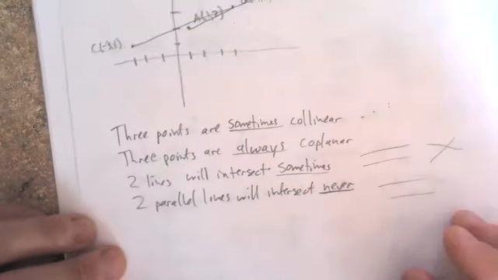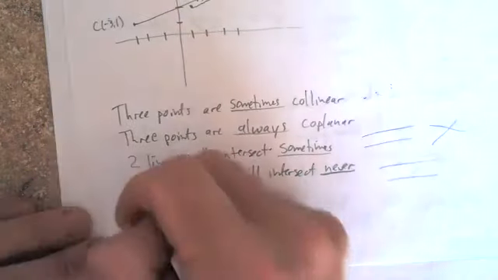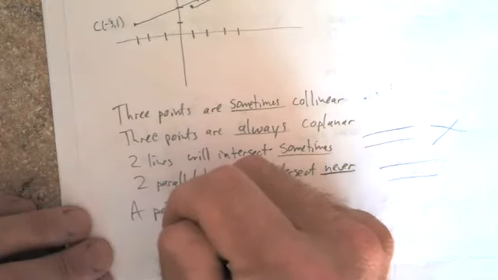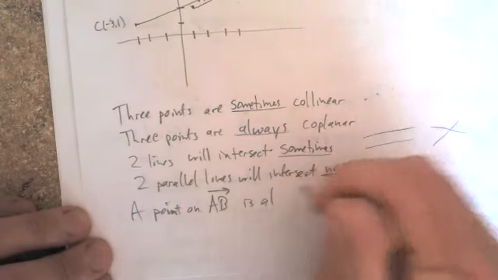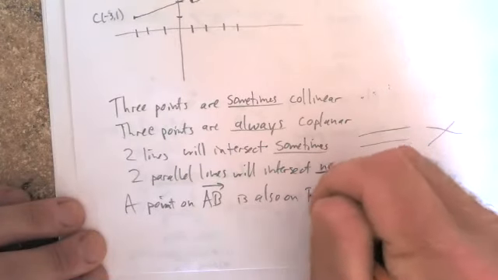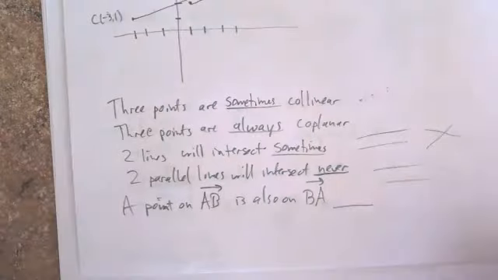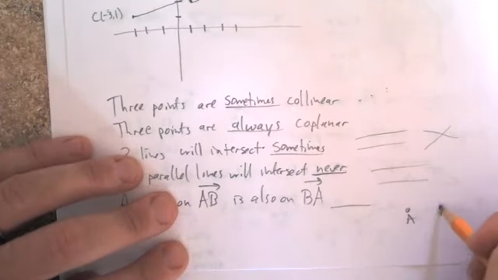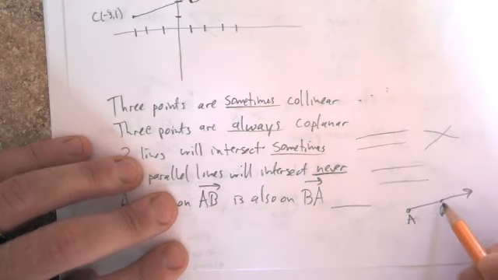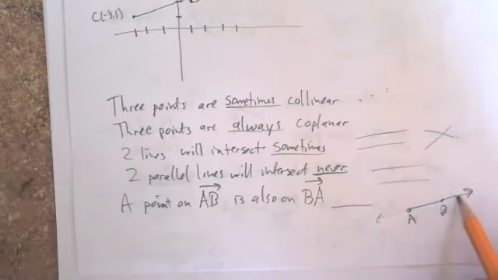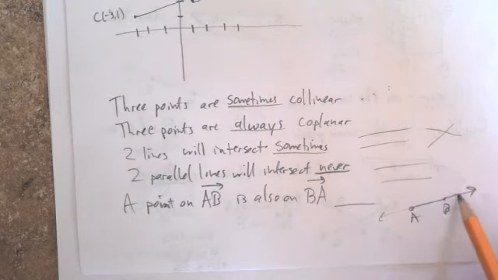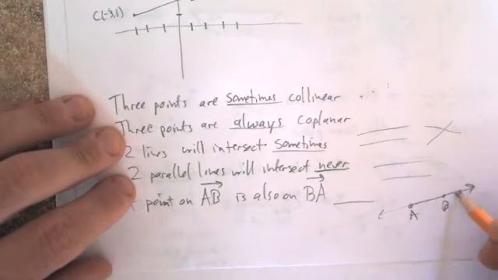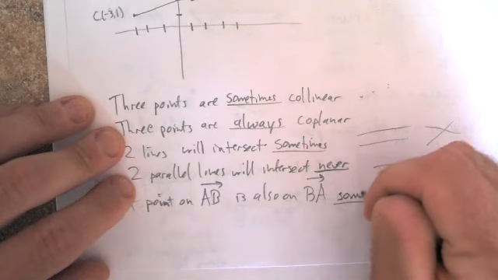And then a point on ray AB is also on ray BA. Always, sometimes, or never. Well, draw it out. Here's ray AB. Ray BA would go here. So if a point's on ray AB, it means it's somewhere on here. Does that mean it's also on here? Well, it's going to be a sometimes scenario, because if the point was here, it'd be on both. But say this point here, that's on AB, but it's not on BA. So I would say sometimes. It's a little trickier.